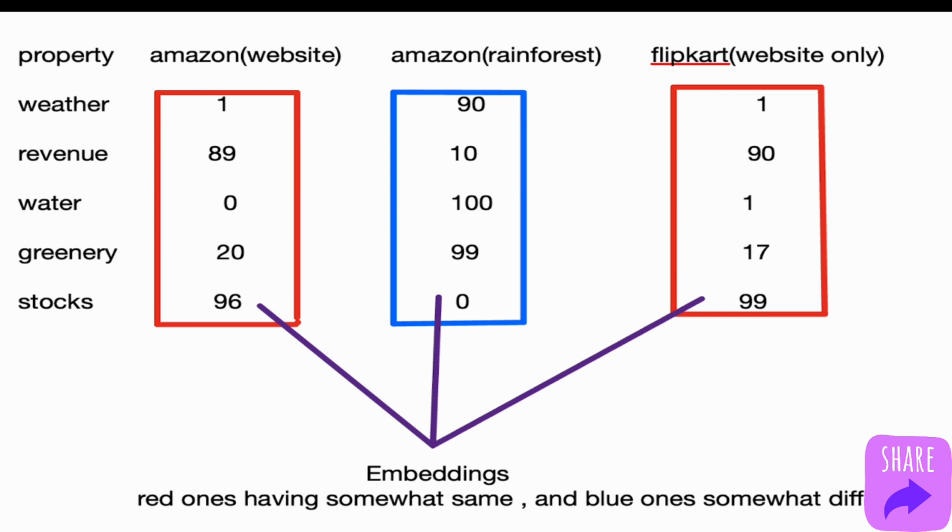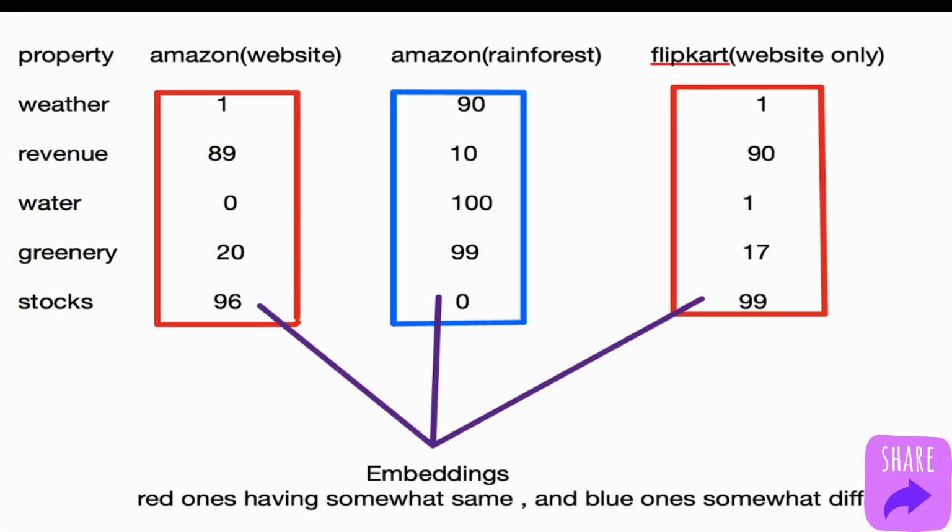Amazon rainforest is 90 because of the weather. Yeah, weather will be there. It is good weather, so it is accordingly. So these are, you can see. Take 5-10 seconds, you can have a look. I will wait for you. You can see the revenue. You can see the water. You can see the greenery. If you look at the greenery, greenery in rainforest is 99. So very close.